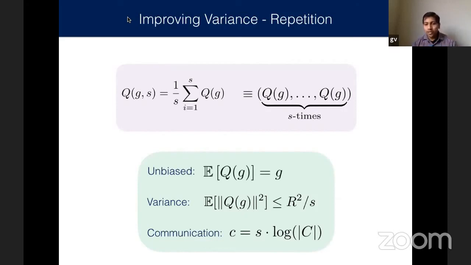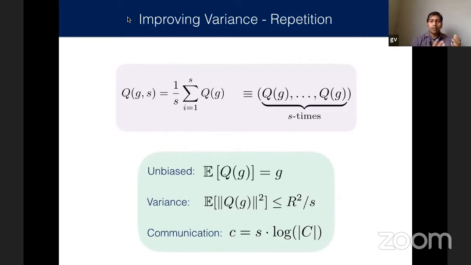But now communicating this average is a little tricky, because the average does not lie within the point set. So you cannot simply send one particular index. But we can get away with it by sending S different indices that you obtain by applying this quantization scheme S times independently. That will increase the communication by a factor of S and reduce the variance by the same factor. So the product of variance times communication still remains the same.